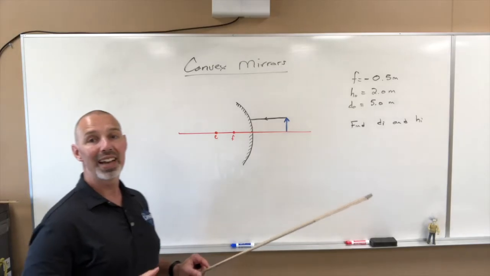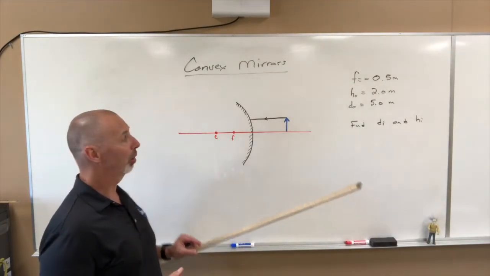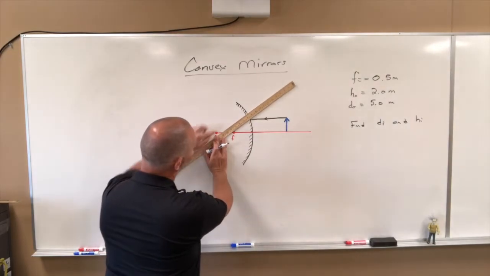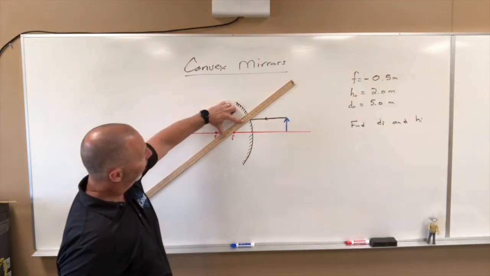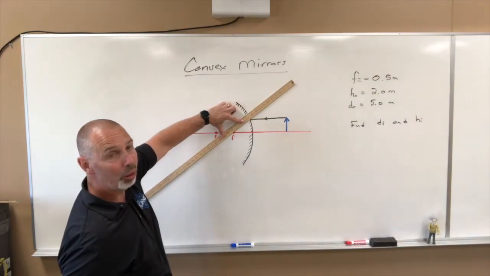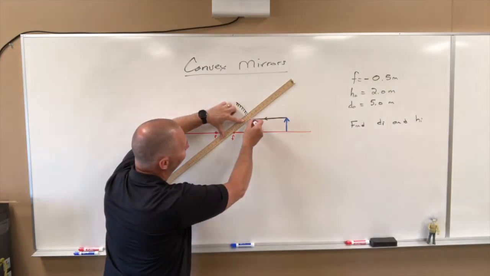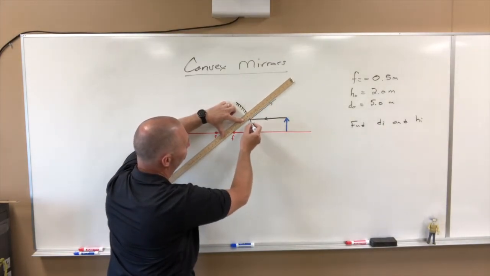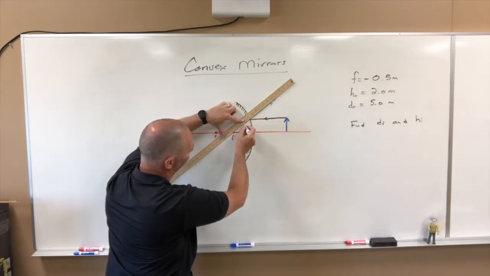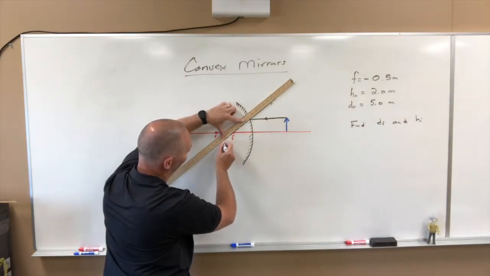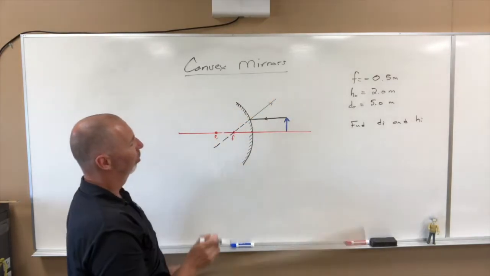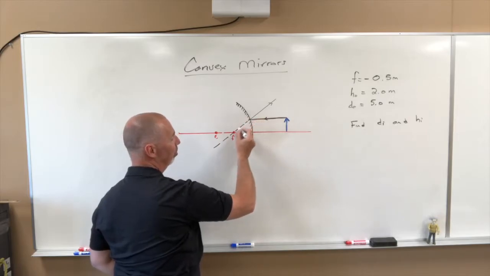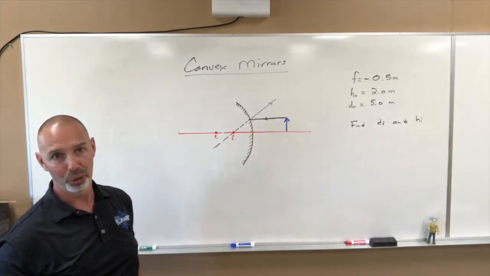Now, these rays can't actually go through the focal point because they're going to get diverged, right? But what we want to do is, they get reflected, they diverge away in such a way that the reflected ray would go back through the focal point. Okay, so you see that? This ray gets reflected, this is the reflected ray, and if I project it in behind the mirror, it would go through the focal point.